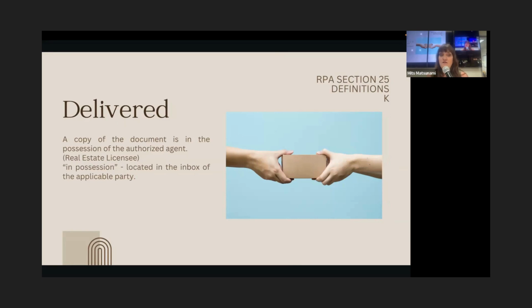In possession means located in the inbox of the applicable party. So it just has to be delivered. It does not have to be opened and viewed. So again, if the example is you accept the seller counteroffer, you send it back to the listing agent, you send it Friday night, they don't open it until Sunday, delivery is still Friday night. It's not when they decide to open their email, it's when it was delivered into their inbox. Questions on that? Nope, okay.